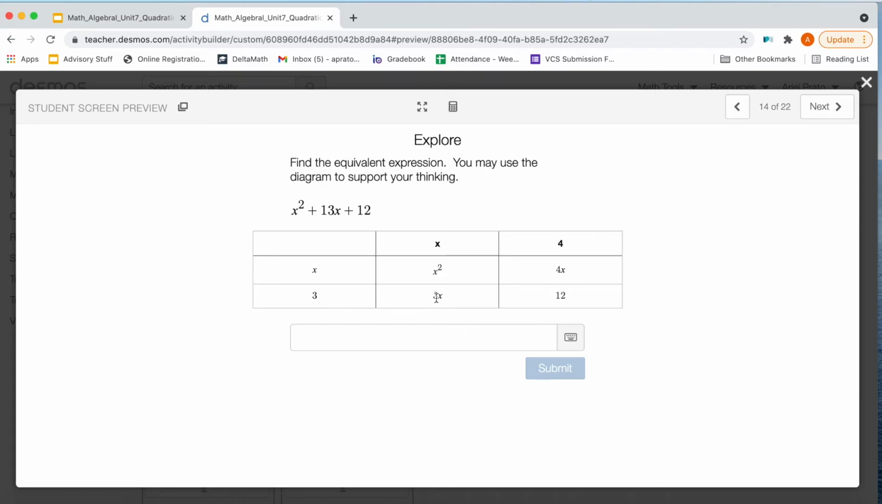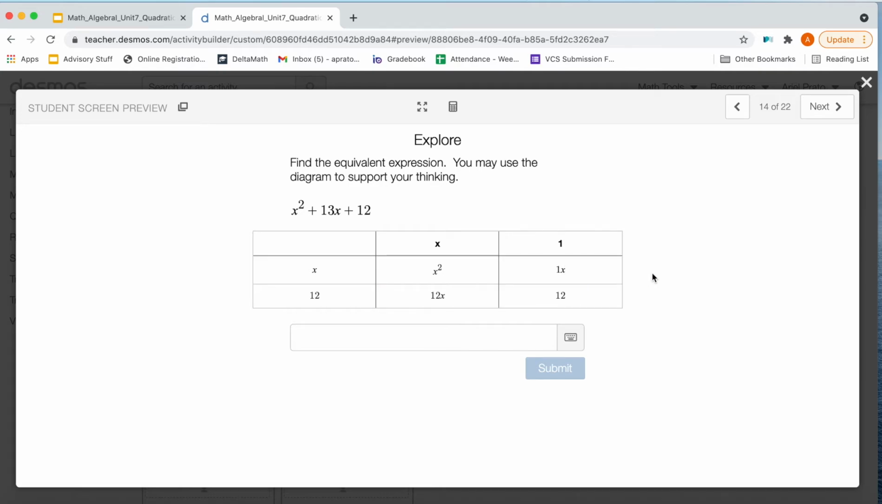And so they could try another pair of numbers, 6 and 2. So 6 times x is 6x, and x times 2 is 2x. 2x plus 6x is 8x. Also doesn't work. So they might say, okay, well, I need to multiply to 12. What else could I try? Well, 12 and 1. And we'll see that that will actually work.